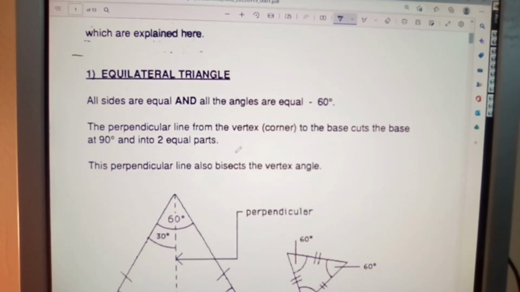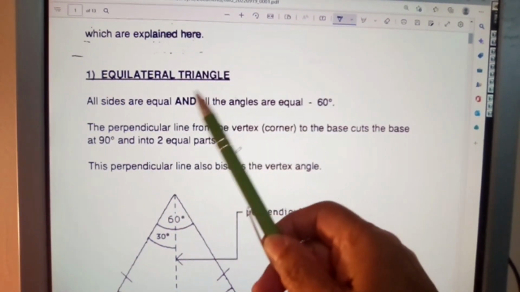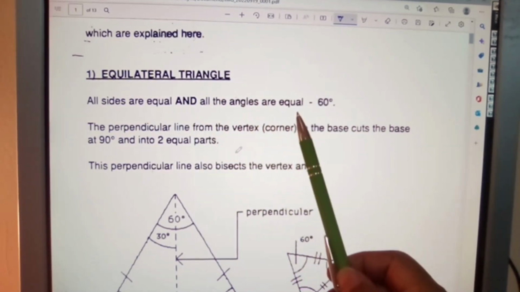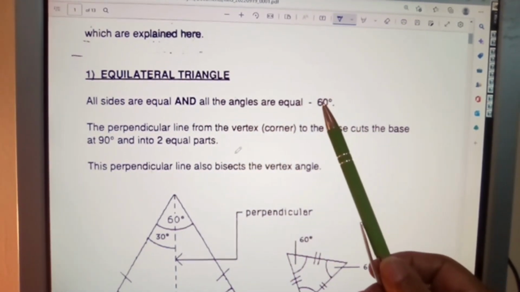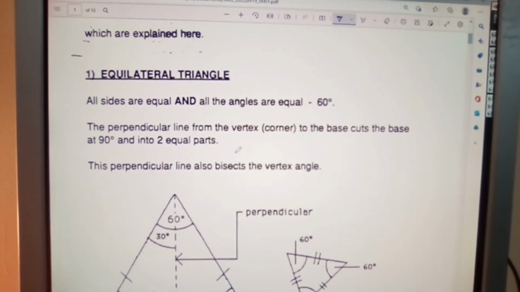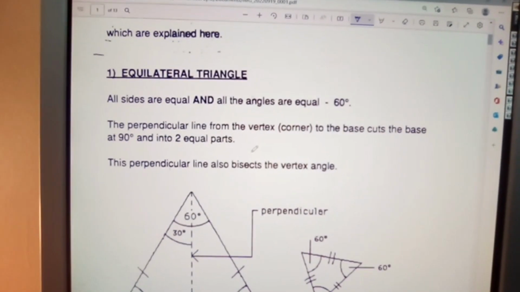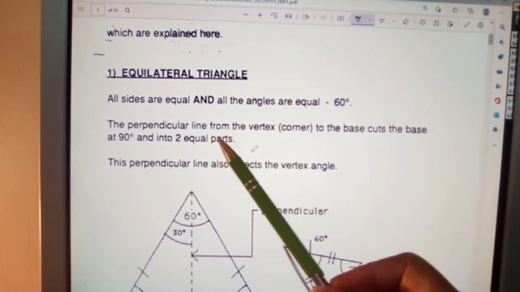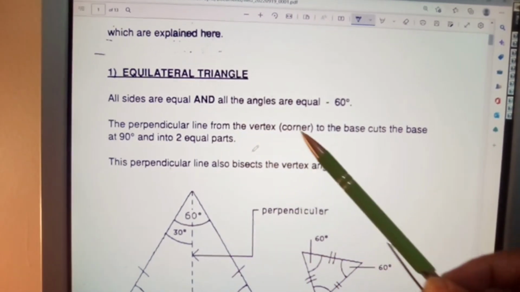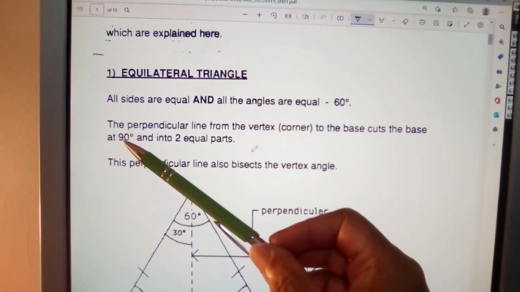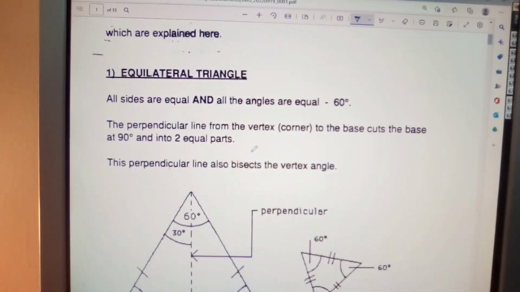In an equilateral triangle, all sides are equal and all the angles are equal. That means that the angles are 60 degrees. Now the perpendicular line from the vertex corner to the base cuts the base at 90 degrees into two equal parts. Now let's look at what they're talking about.